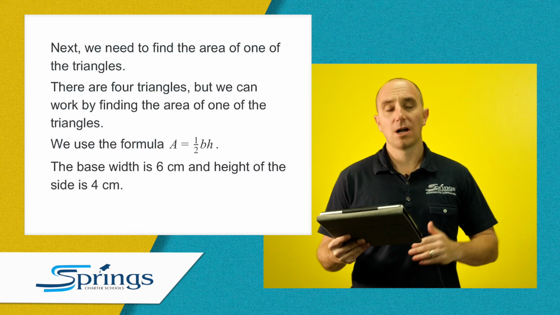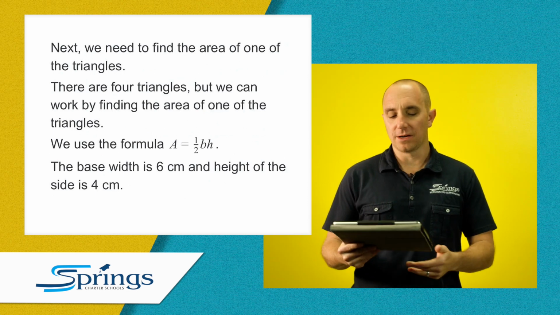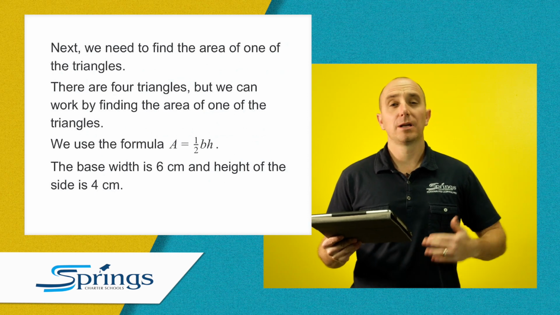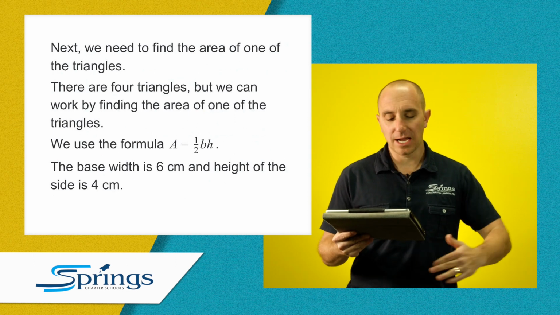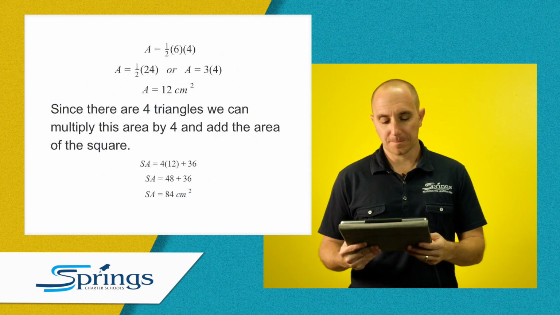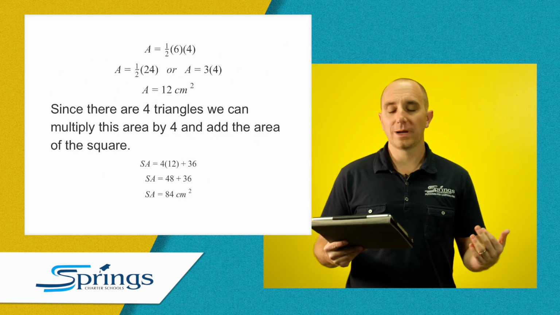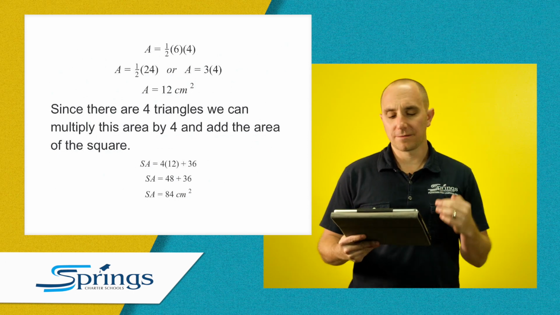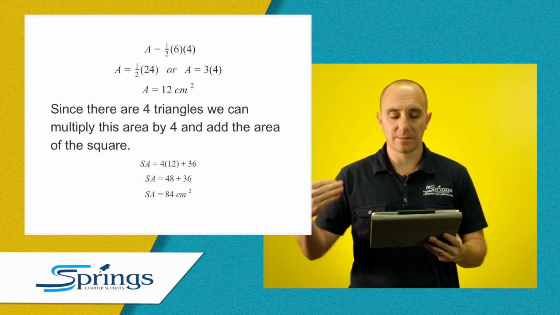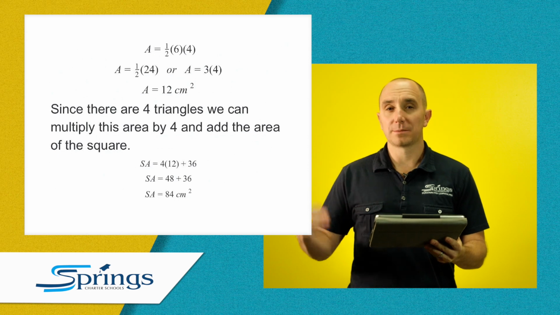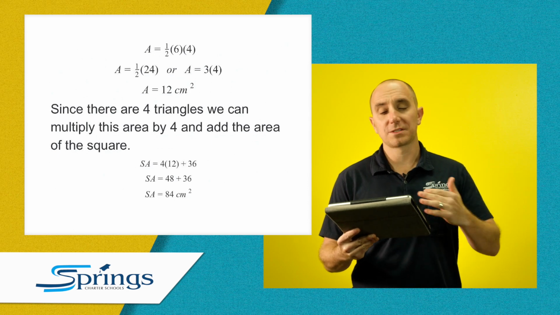Next, we need to find the area of one of the triangles. There are 4 triangles, but we can work by finding the area of one of the triangles. So we use the formula area equals 1/2 base times height. So the base width is 6 centimeters, and the height of the side is 4 centimeters. Okay, so we're going to plug it in. So we have area equals 1/2 times 6 times 4. So then we have 2 ways to do it. We have either area equals 1/2 times 24, which is 6 times 4, or you can cut one of those numbers in half. So you can cut the 6 and make it a 3, so then it's just area equals 3 times 4. Either way you like to do it is fine. It's going to come out the same as 12, so area equals 12 centimeters squared.